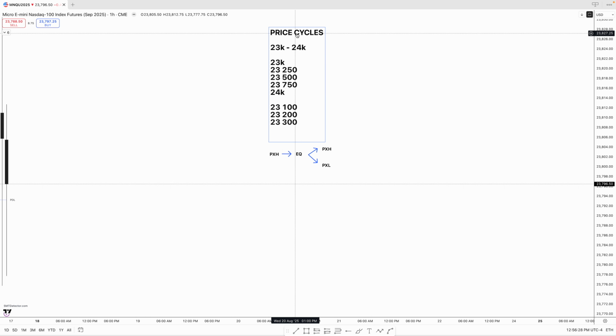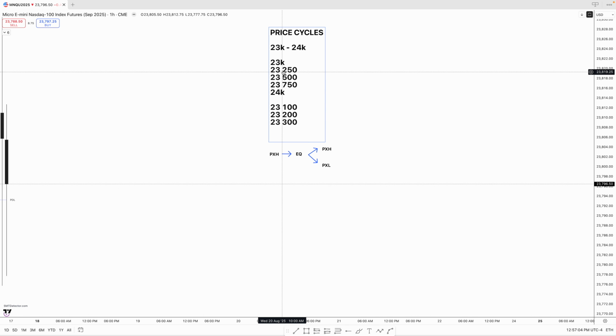So price cycles, something such as 23,000 to 24,000, that would be one price cycle. You can divide that price cycle up into 5 segments: 23,000, 23,250, 23,500, 23,750, and then 24,000. You can also divide that up into the 100 levels. So 23,100, 23,200, 300, etc.